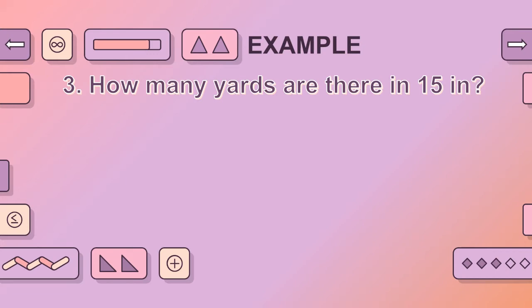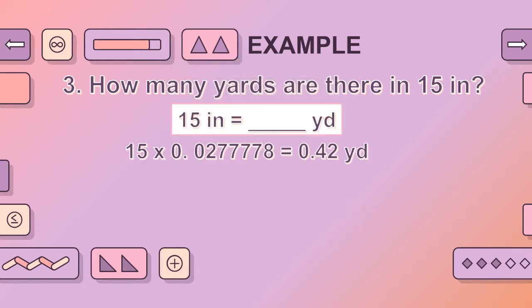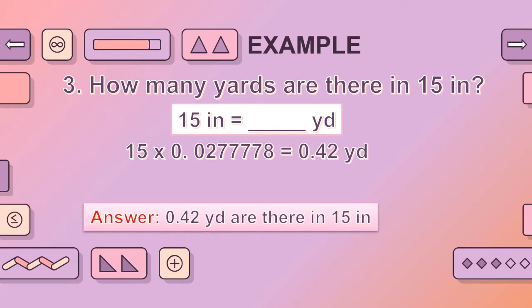Number 3. How many yards are there in 15 inches? Or 15 inches is equal to blank yard. From our conversion guide, from inches to yard, we need to multiply by 0.0277778. And the answer is 0.42 yard. Therefore, 0.42 yard are there in 15 inches.